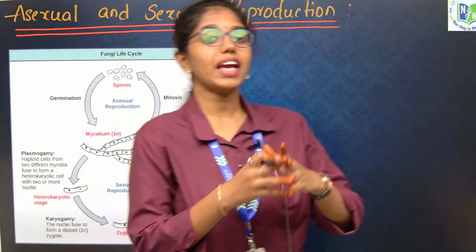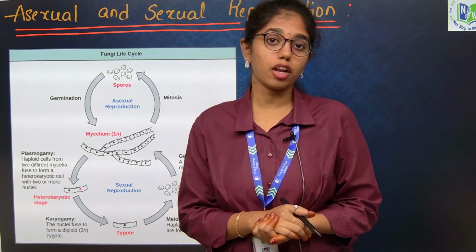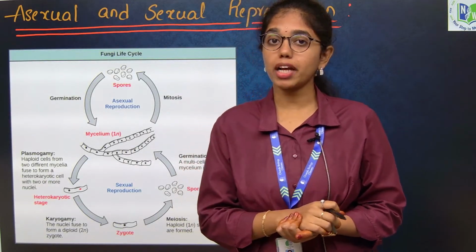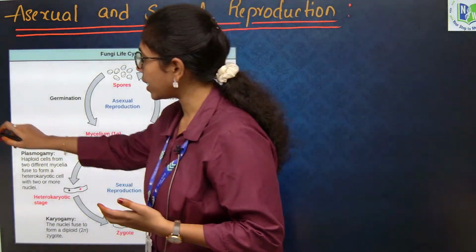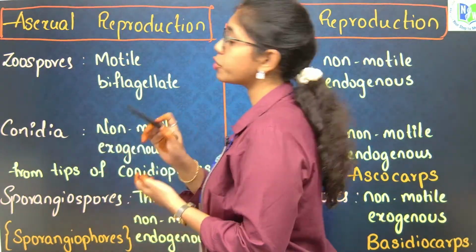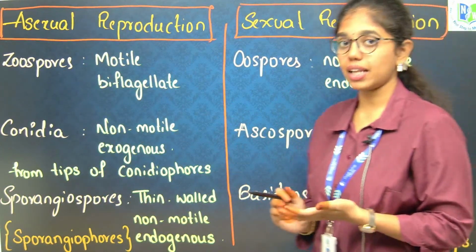So, yesterday we started with fungi and dealt with the general characteristics of fungi and the life cycle of fungi, highlighting asexual reproduction and sexual reproduction. Today let us begin with understanding the different types of asexual spores and sexual spores, and we will also look into fungal classification.